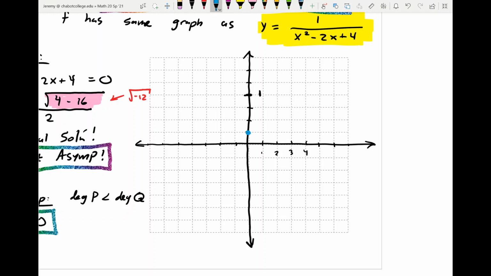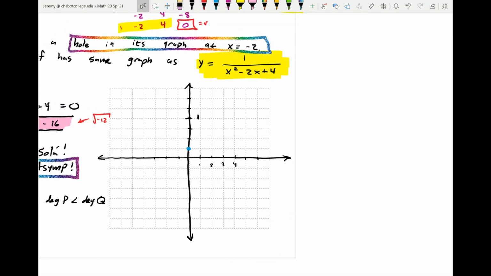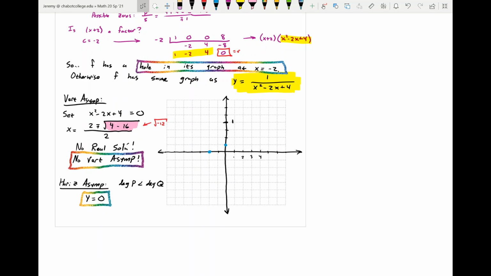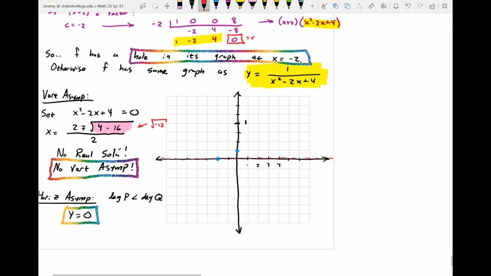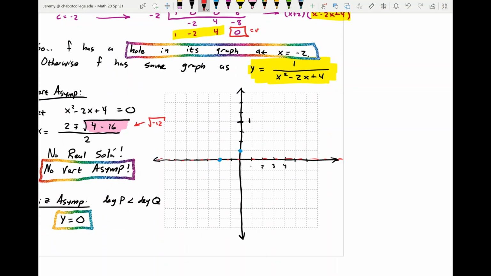And then let's see, what else do I have going on? I have an x-intercept at -2. So that'll be right there. And I have a horizontal asymptote at y equals 0, so I'll put that in there. And I have a hole in my graph at the x-intercept. So that blue point that I put in there, I'm going to draw as an open bubble. So open bubble right there.